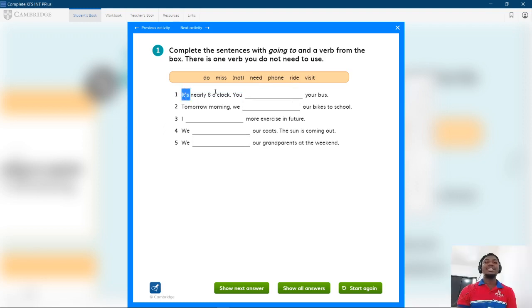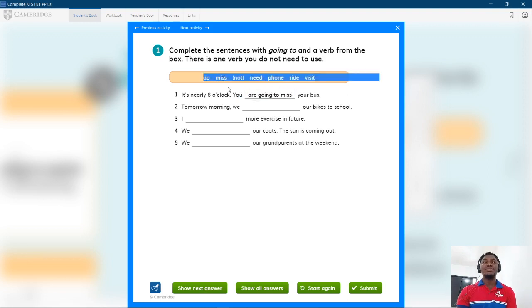One, it's nearly 8 o'clock. You miss your bus. So you know when it is very late in the evening, you can miss your bus. Okay, so it's nearly 8 o'clock. You're going to miss your bus. Okay, so you, verb to be, are going to, verb in the infinitive, miss your bus.